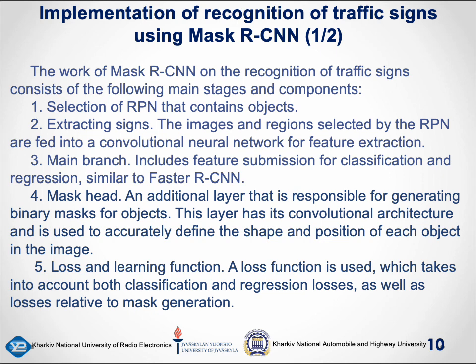Next one, the mask head, an additional layer that is responsible for generating a binary mask for objects. This layer has its own convolutional architecture and is used to accurately define the shape and position of each object in the image. And the last one, loss and learning function. A loss function is used which takes into account both classification and regression losses as well as losses related to mask generation.